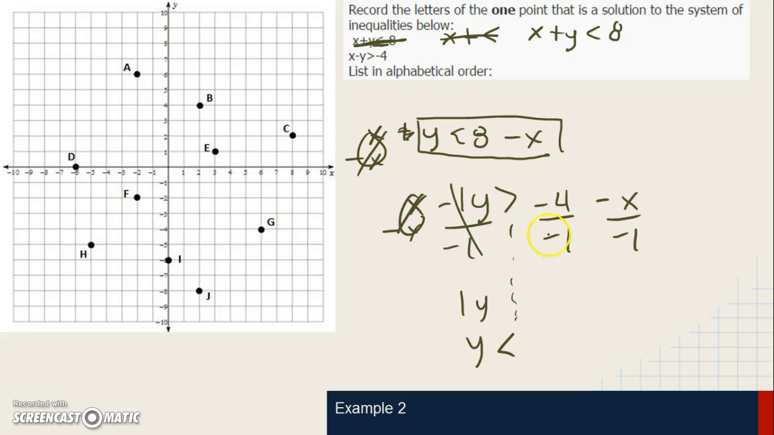Simplify my signs here. Negative is a positive. 4 divided by 1 is 4. Negative is a positive. X divided by 1 is x. So we've got both of our inequalities. We can go to the graphing table.